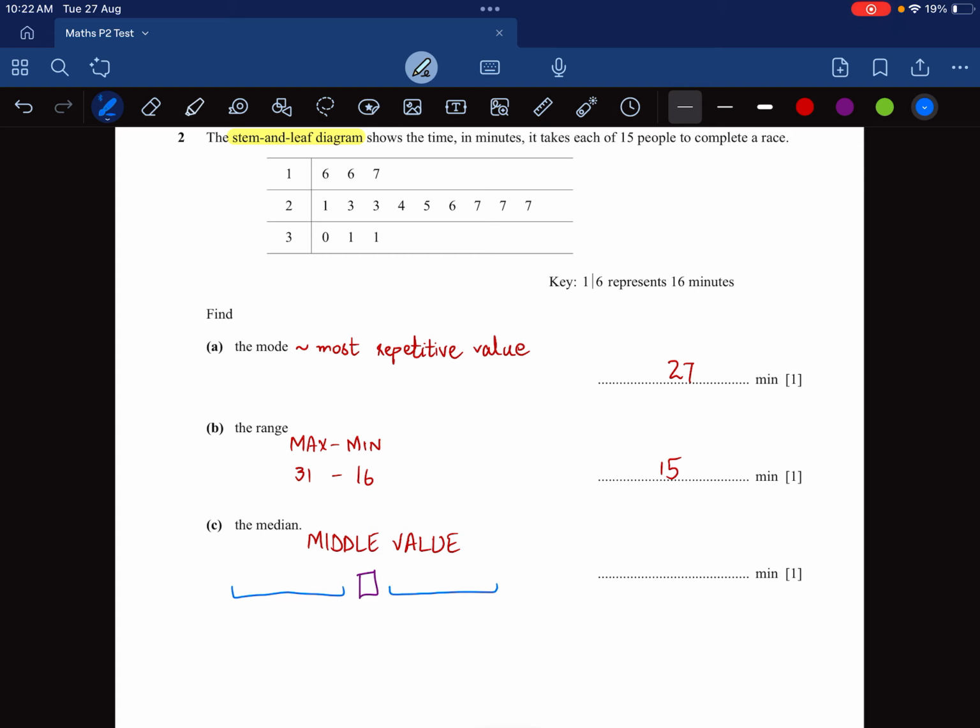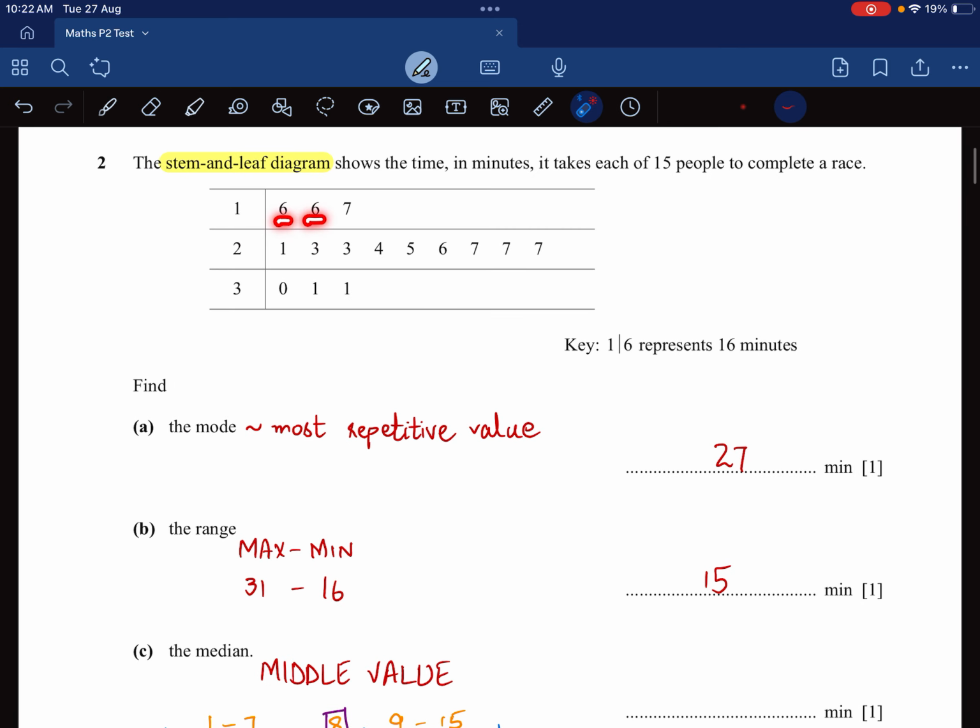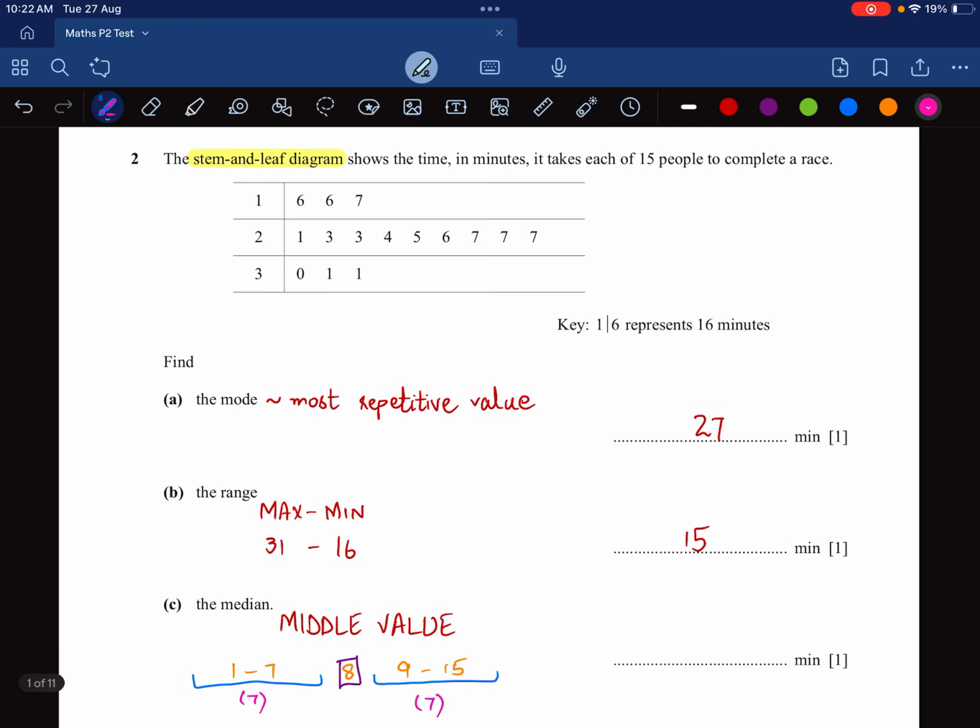Okay, now it's clearly stated, like we can actually predict as well that it's going to be the 8th, because from 1 till 7 and then 9 till 15 on each of the sides, here it's the 7 values and here there are 7 values as well, right? So we know it's going to be on the 8th position, like 7 behind and 7 after that. All right, so where is the 8th value? Let's see. 1, 2, 3, 4, 5, 6, 7, 8. It means this is the 8th value. So it's going to be 2 and 5, 25. So your median, which you can say the middle value, is 25. Okay.